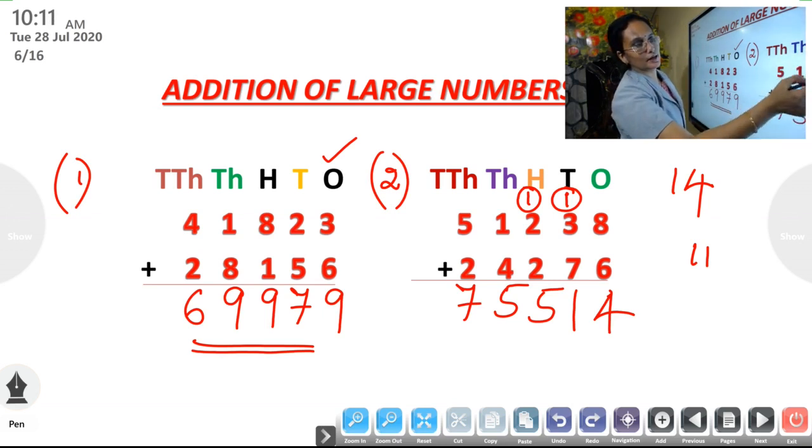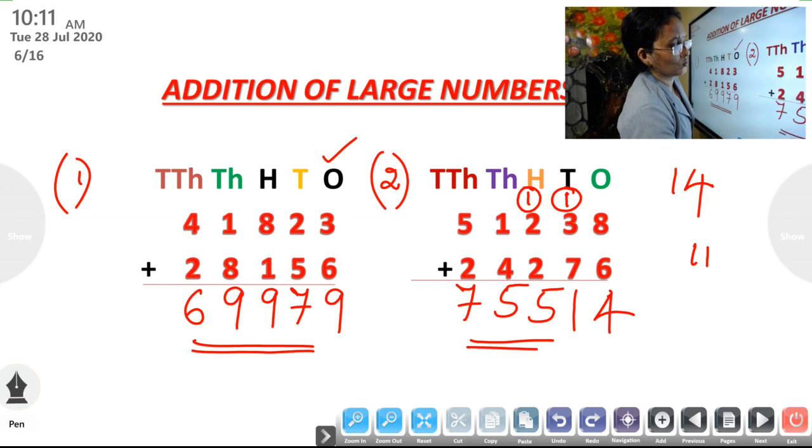Then 7 plus 3, 10 plus 1, 11. Again carry over 1. 2 plus 2, 4 plus 1, 5. There is no carry over. Then again 4 plus 1, 5. 5 plus 2, 7. Okay, so the first question was a question with no carryover. In the second question, there is carryover.